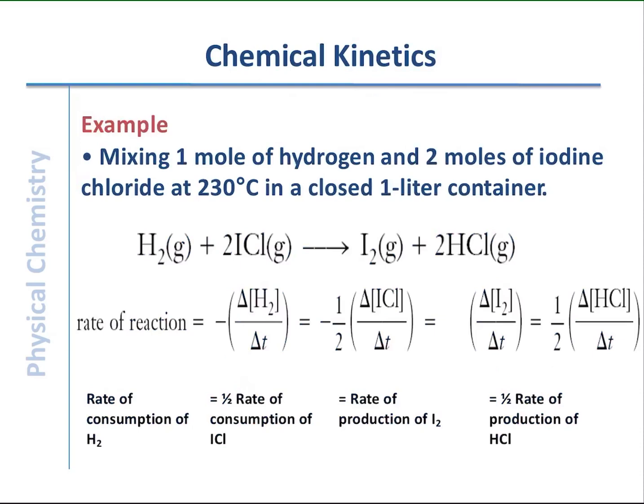This is an example of the relation between reaction rate and the stoichiometry of the reaction. Mixing 1 mole of hydrogen and 2 moles of iodine chloride at a certain temperature in a closed container will go through this reaction. The rate of reaction according to hydrogen gas will be divided by 1 to gain the rate of reaction.